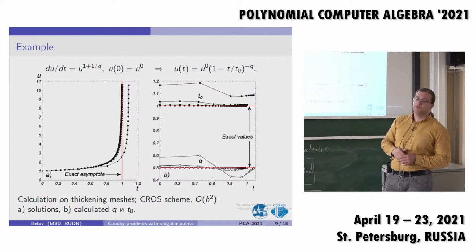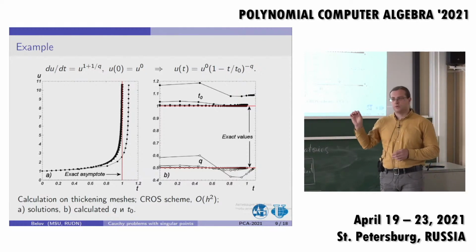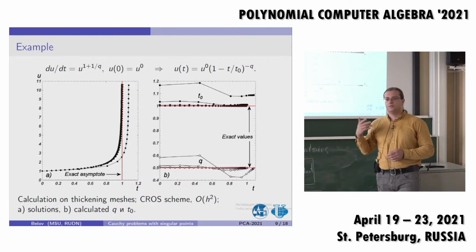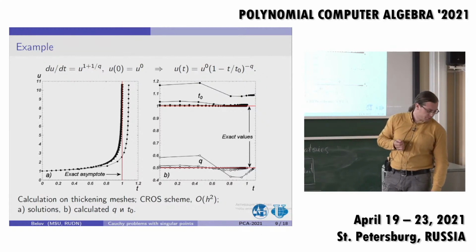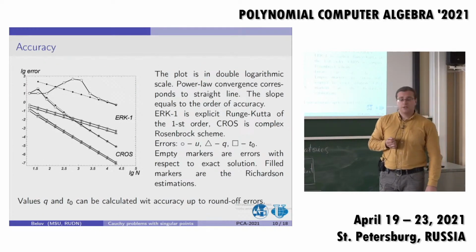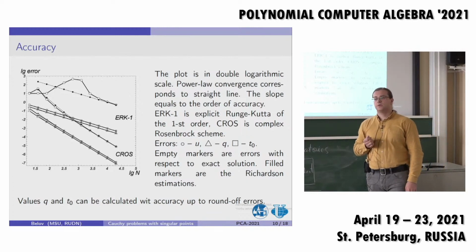On the right picture, you can see computed profiles of T0 and Q on thickened meshes. On each mesh, T0 and Q tend to some constants, and as we thicken the meshes, these constants tend to the exact values of Q and T0. This slide shows accuracies obtained in this calculation.